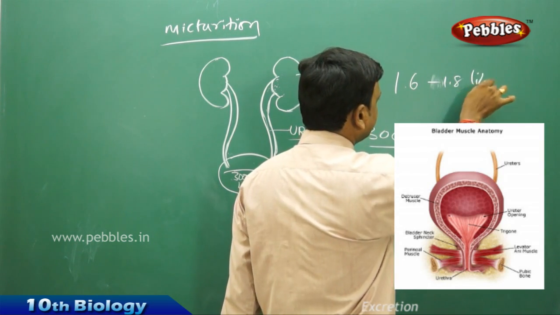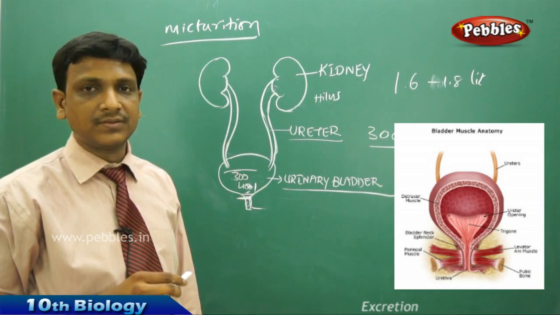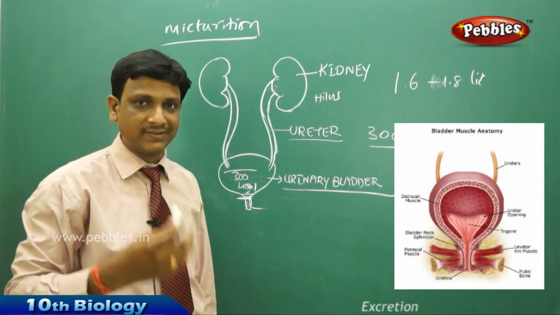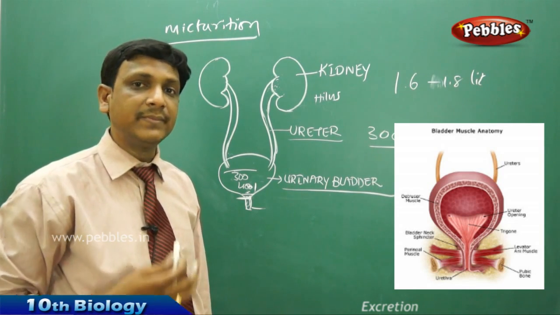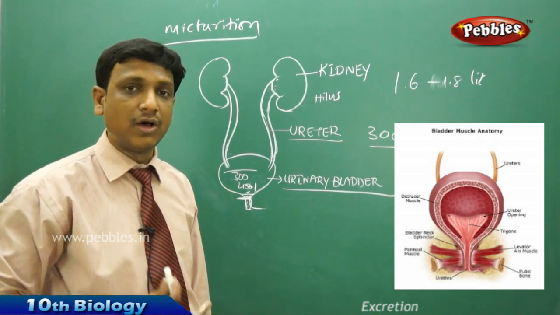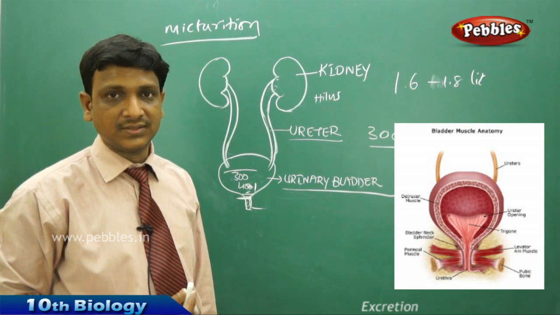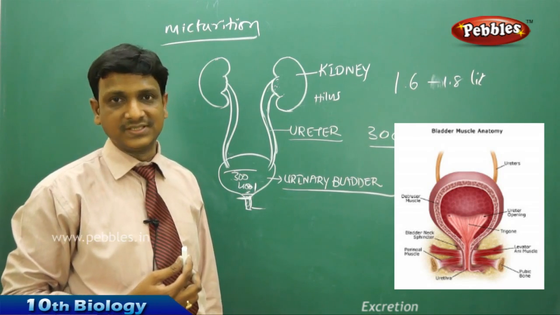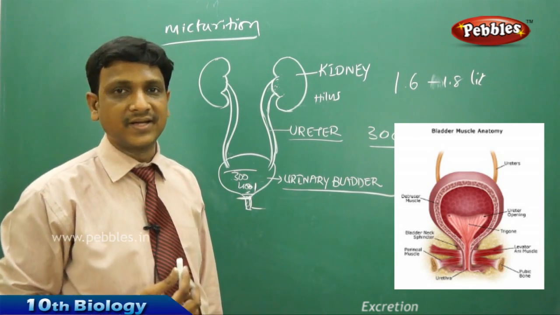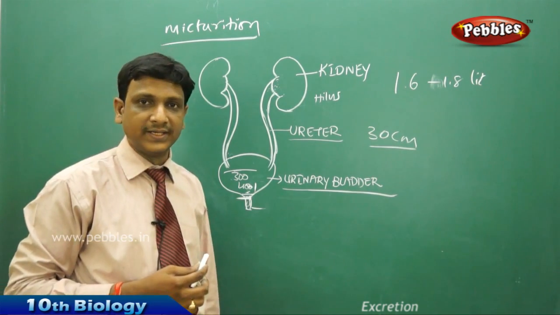1.6 to 1.8 liters of urine per day. This is an estimated amount of urine produced and excreted, but the quantity may increase when large amounts of fluids or fruit juices are taken. Sometimes the quantity may be less when less water is taken or during dehydrated conditions. In such conditions, the quantity of urine varies.